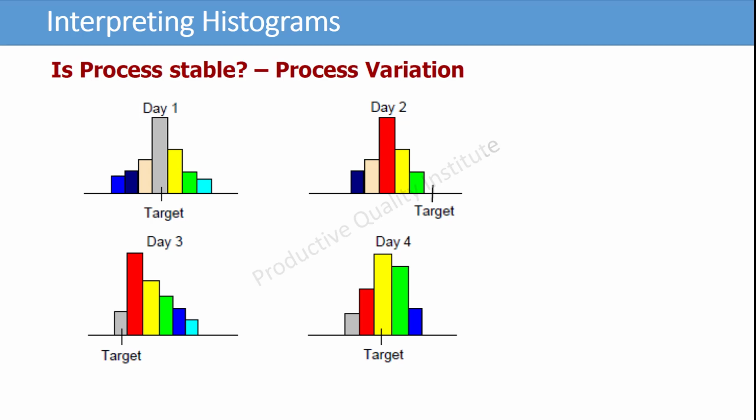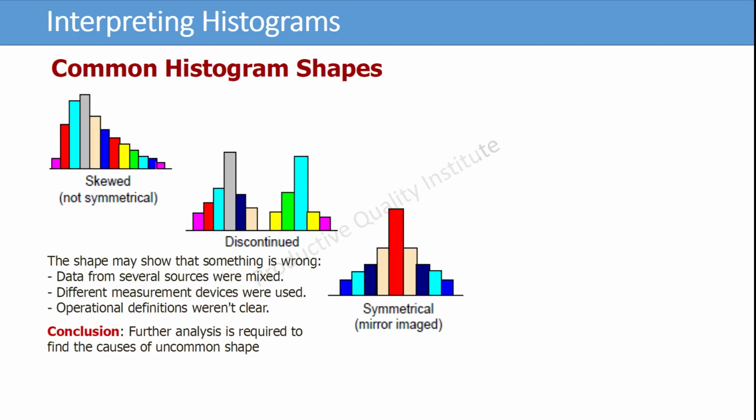The process should be checked in a selected time interval in order to check the process stability. The process histogram differs from one day to another. There are common histogram shapes: skewed or non-symmetrical, discontinued, symmetrical or mirror-imaged. The shape may show that something is wrong.